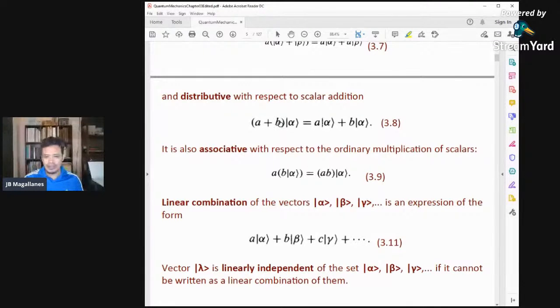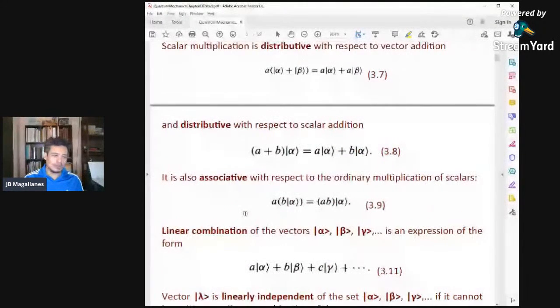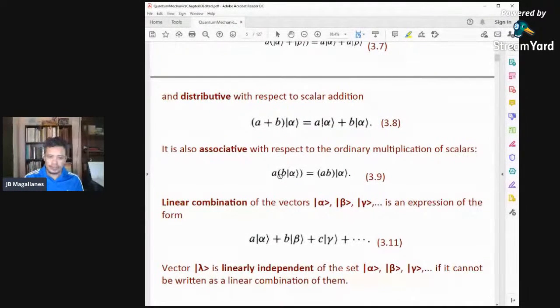So if you have A plus B here, I'm sorry, distributive with respect to a scalar. So if you have A plus B, two scalars, multiplied to a vector, then that's just equal to A times alpha plus B times alpha. In this case, you have two scalars, A and B. It's also associative in terms of scalar multiplication. So you can multiply B, here the ordinary number B, to the vector alpha, or you can multiply A and B first, then you multiply it to the vector alpha, gives you the same result.